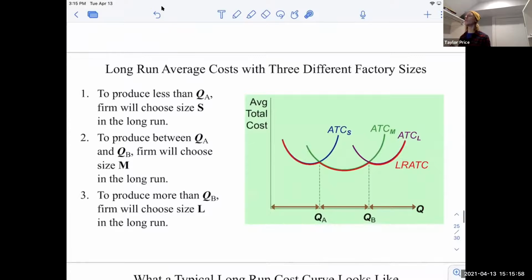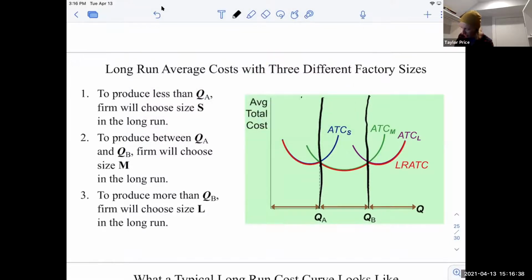And what we can see is that when we have average total costs over multiple different sizes, we can actually take those curves and come up with a combined long run average cost curve. That long run average cost curve actually tells us where a firm is going to produce. So we can divide it based on that.